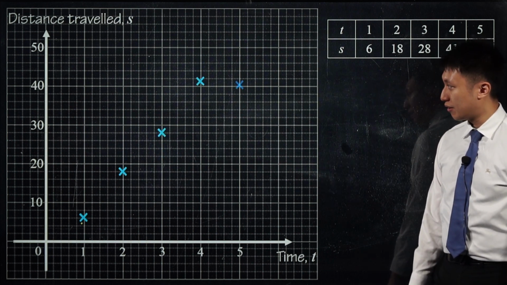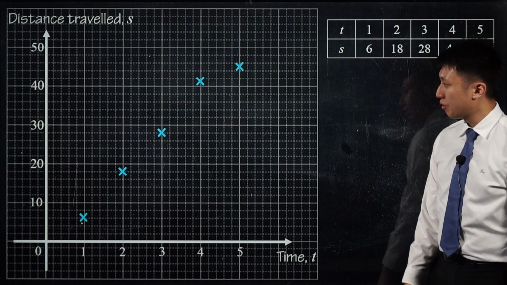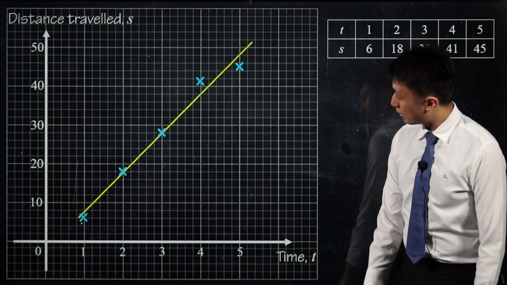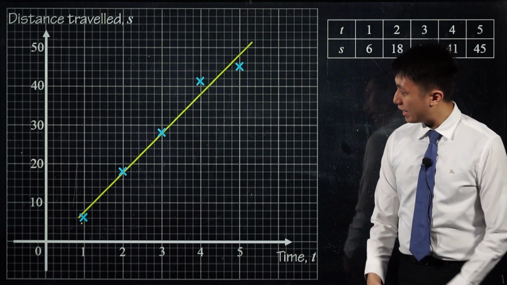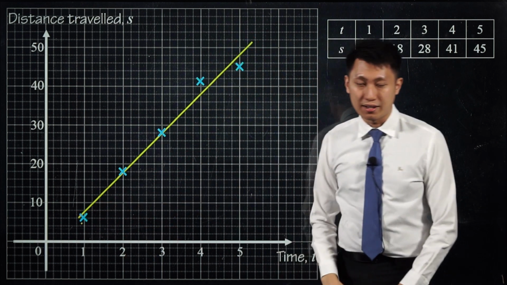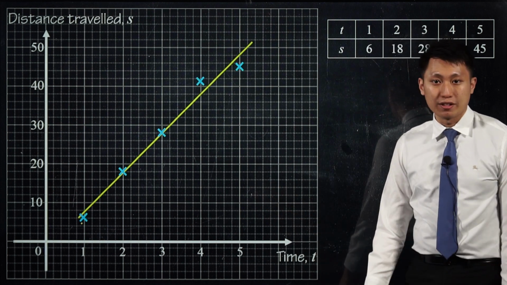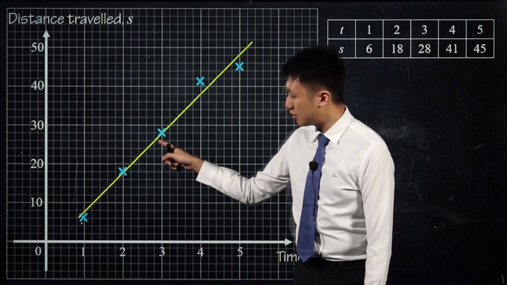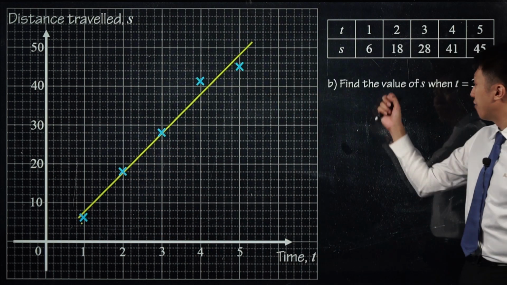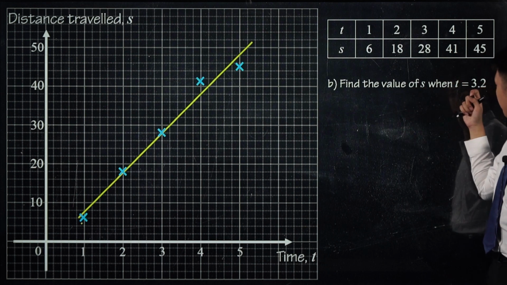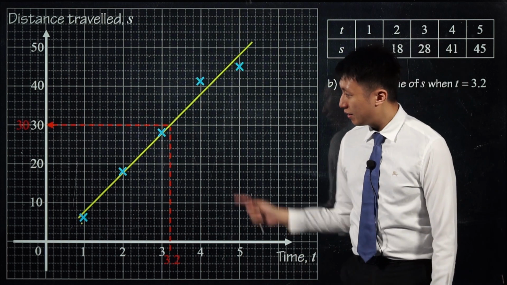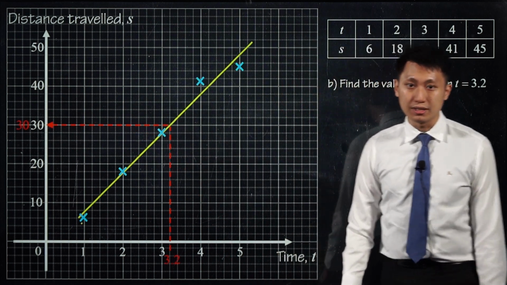Then we draw a line of best fit. We try to draw it over, and you should get something like this. You see this distance is kind of the same as here, and that one is very close to that line, so we are kind of happy with this. We consider this to pass through these 2 points. Then we find the value of s when t is 3.2. 3.2 is here, so we just draw the line and see the corresponding value is 30.